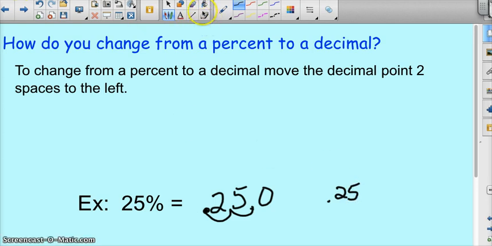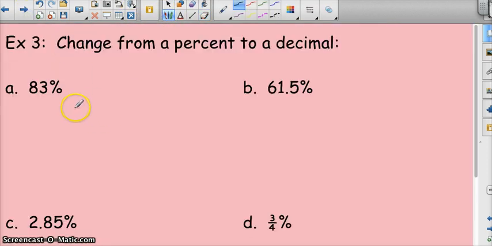Pretty simple stuff. As I said, find your decimal place and just move it 2 spots to the left whenever you're making this conversion. Let's look at some examples. 83%, well, the decimal point is right here. If I move it 2 spots to the left and get rid of the percentage, it becomes 0.83. Easy moves. Same thing here. 2 spots to the left, get rid of the percentage, makes it 0.615. These are easy conversions, guys. Free points. Make sure you're getting them.